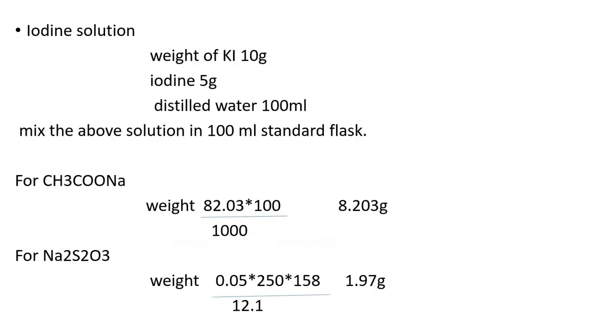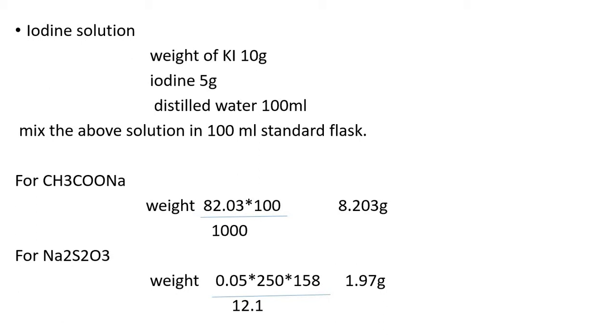Now for iodine solution, the weight of KI required is 10 gram, iodine 5 gram, distilled water 100 ml. Mix the above solution in a 100 ml standard flask. For CH3COONa, sodium acetate, 82.03 into 100 upon 1000 will give us the weight required for CH3COONa.